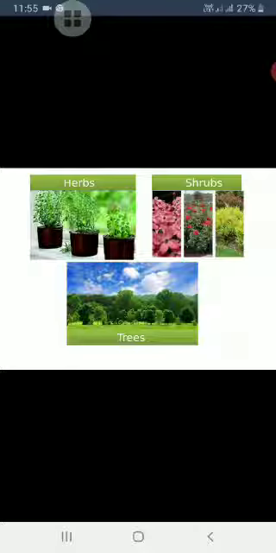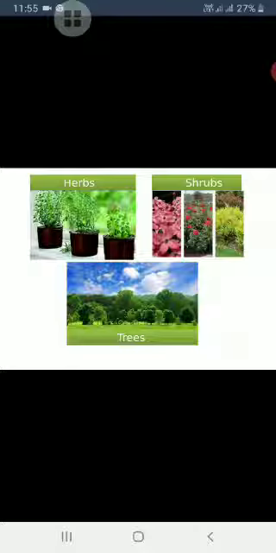Shrubs are very small, bushy plants. A shrub has a hard and thin stem with many branches. Like some trees, shrubs live for many years. Plants such as rose, henna, jasmine, cotton, and lemon are some examples of shrubs.